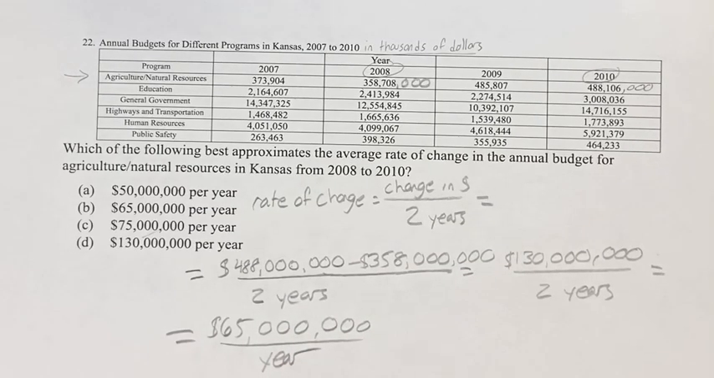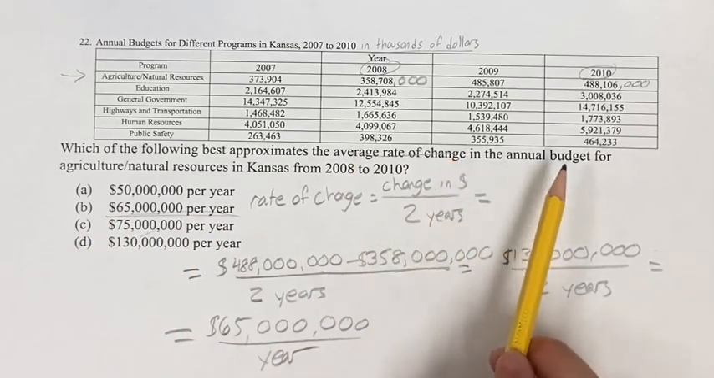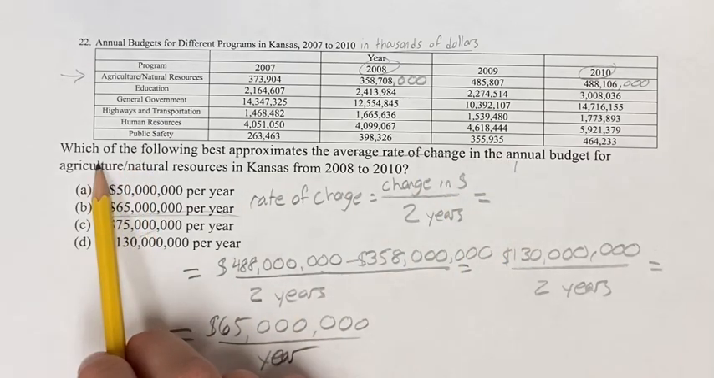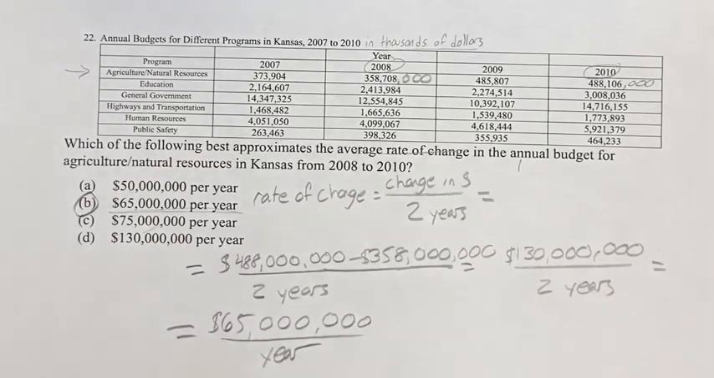Which of the answers does line up with that? Well, B, $65 million per year, is the average rate of change in the annual budget for agricultural and natural resources in Kansas from 2008 to 2010. So B is going to be your final answer.